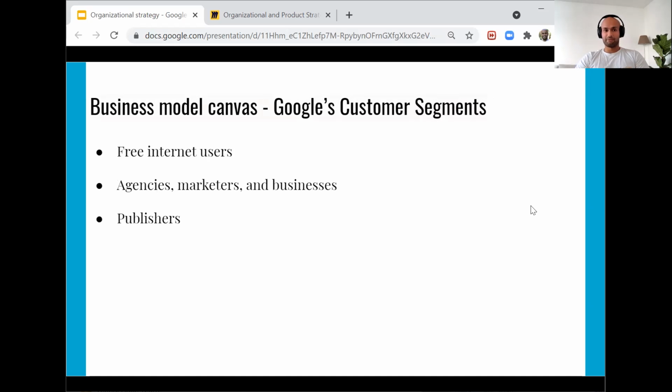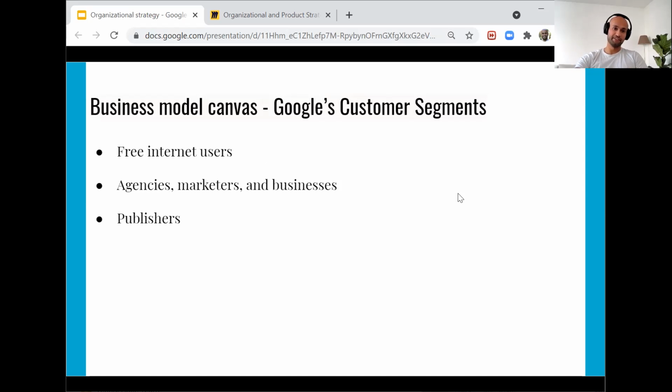Looking at something like the customer segments, what sort of customers are Google engaging, right? Who are they targeting? When you're creating this segment of the business model canvas, you want to think about what classes are you creating value for? Who are your most important customers? So even though Google is free service for everyone, Google's users are the most important customers for them, right? Because if everyone stopped using Google, there would be no business for them at all, right? So free internet users is a big chunk of their customer segment.